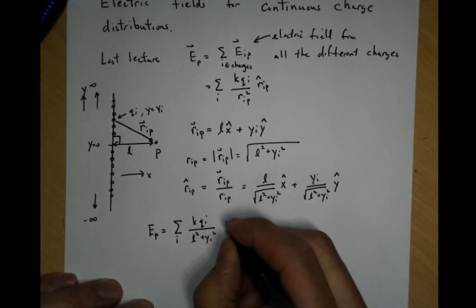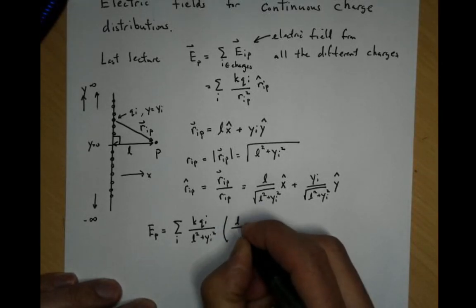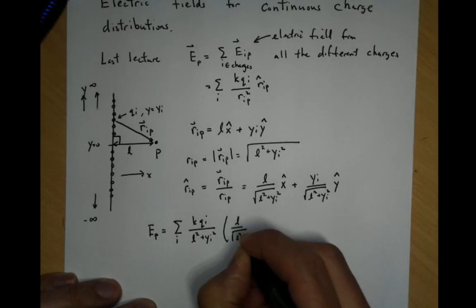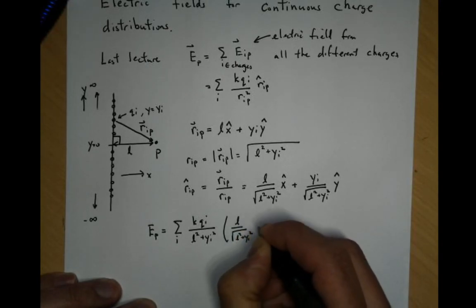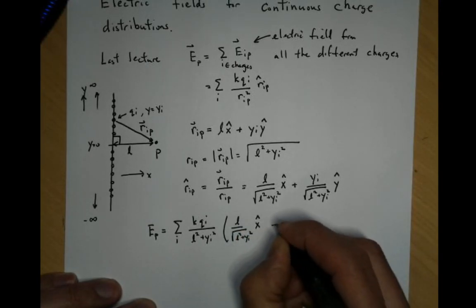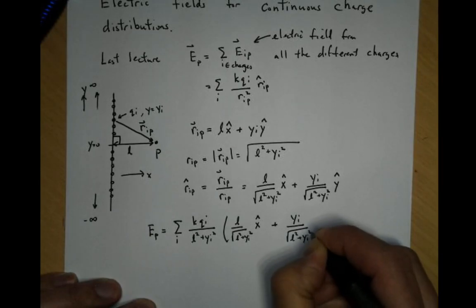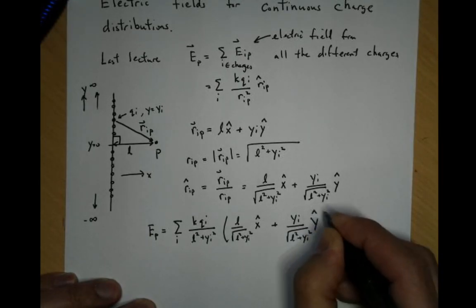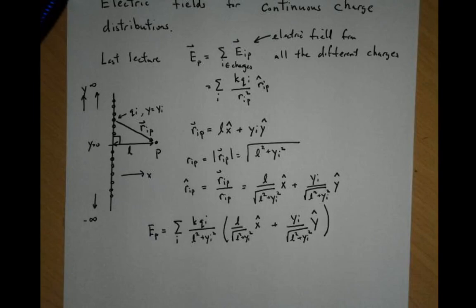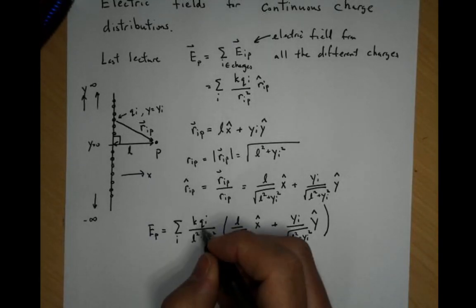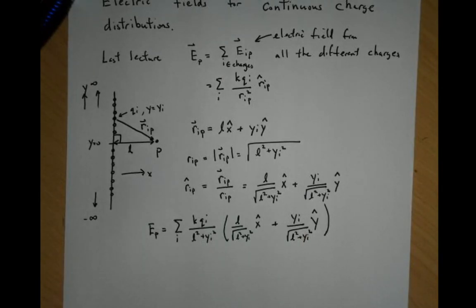That's just going to be L over the square root of L squared plus y_i squared in the x hat direction, plus now y_i over the square root of L squared plus y_i squared in the y hat direction. Okay, that's very simple now, right? The one thing I do need to figure out is what Q_i is. Now, how do I do that?